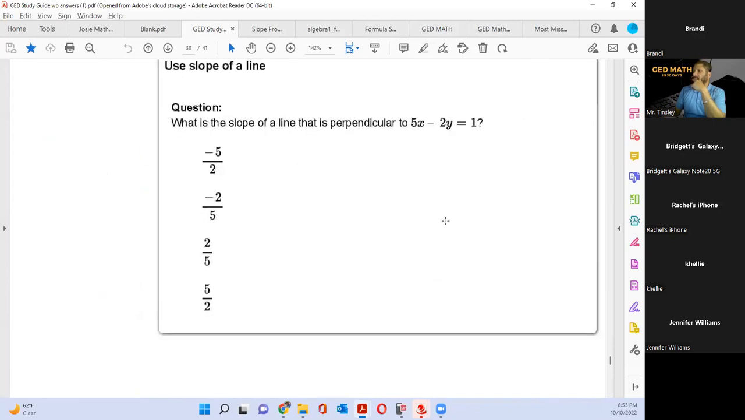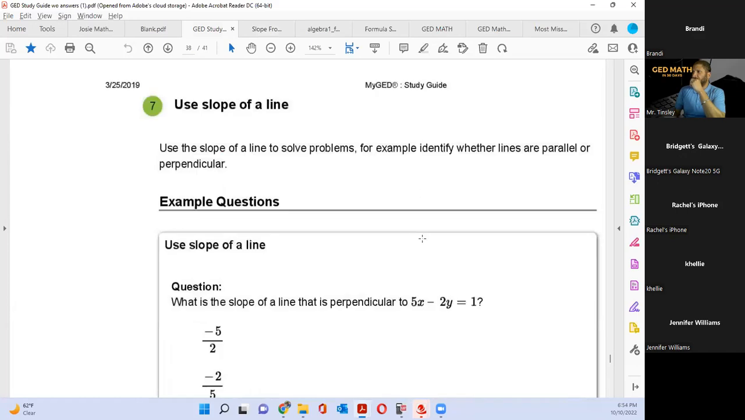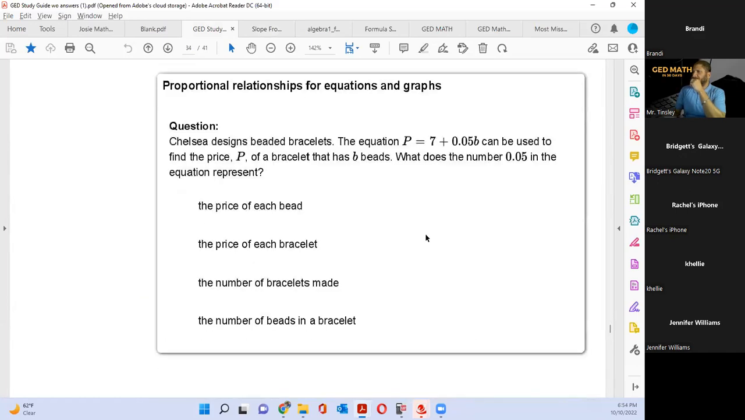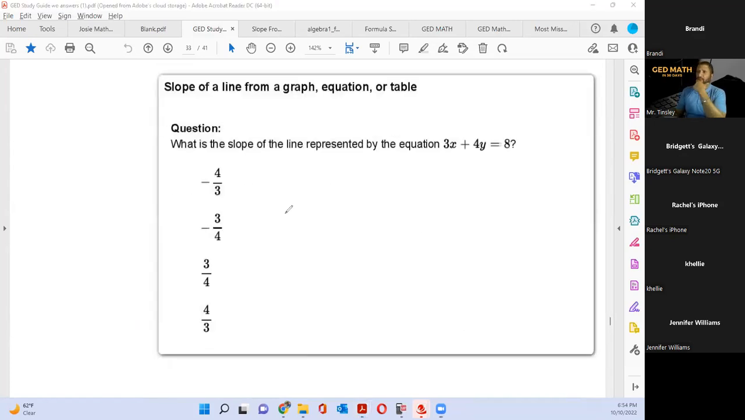Let me see. Yeah, yep. They don't got any more standard form here? No, that's it. Let me see. There we go right there. Let's do that one first.